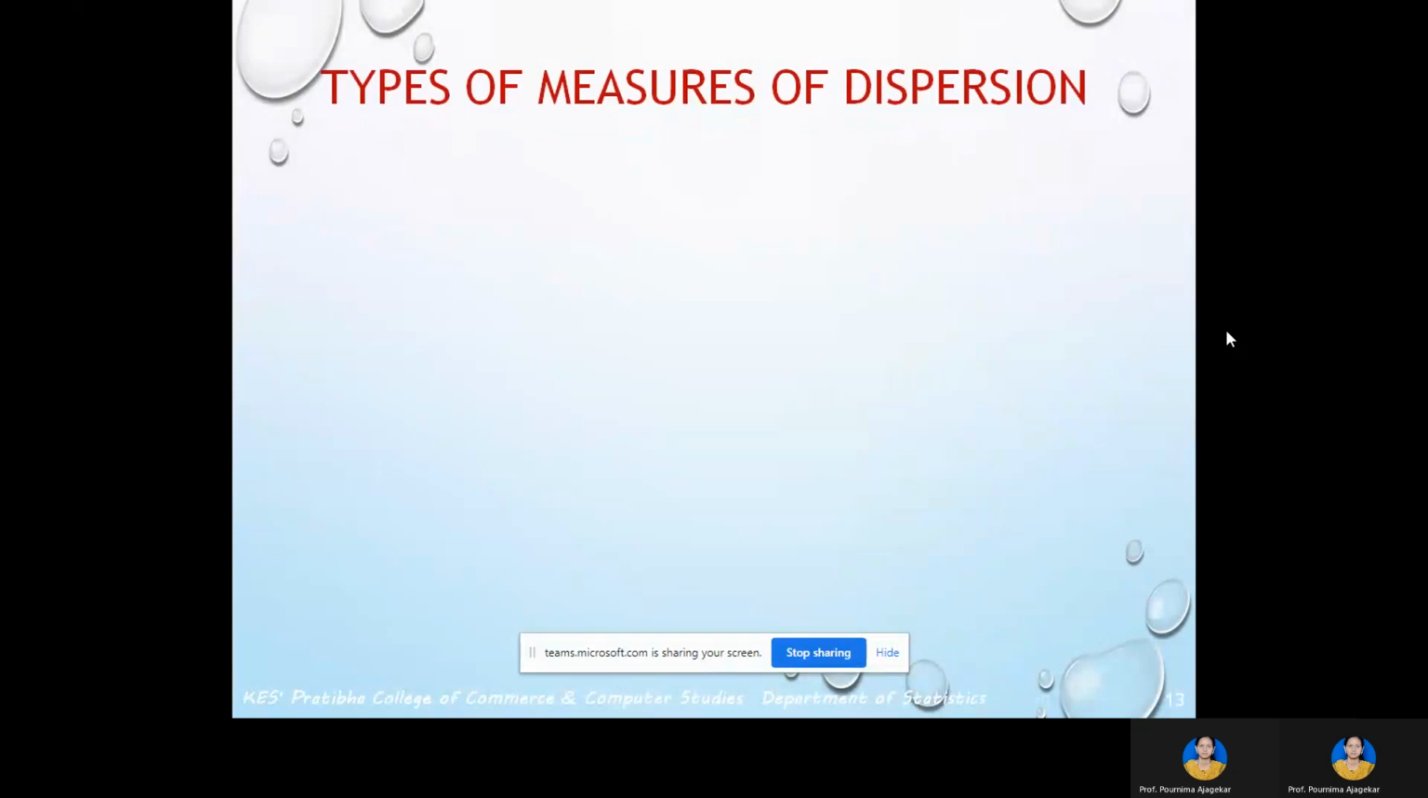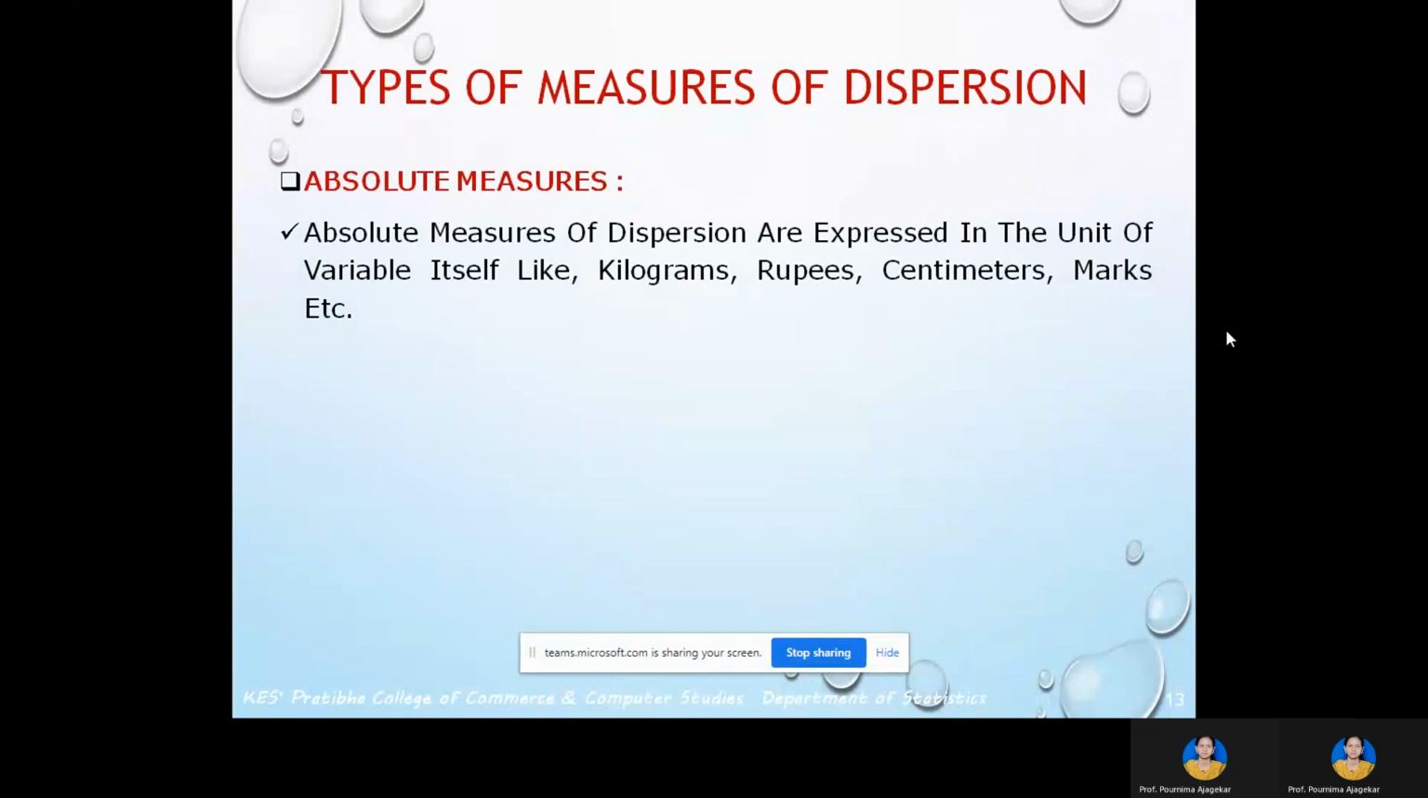Now there are different types of measures of dispersion. Absolute measures. Absolute measures of dispersion are expressed in the unit of the variable itself, like kilogram, rupees, centimeters, marks, etc. For example, if we have the data of weight of a person in kg, then whatever measure we compute, that will have the unit kilogram.